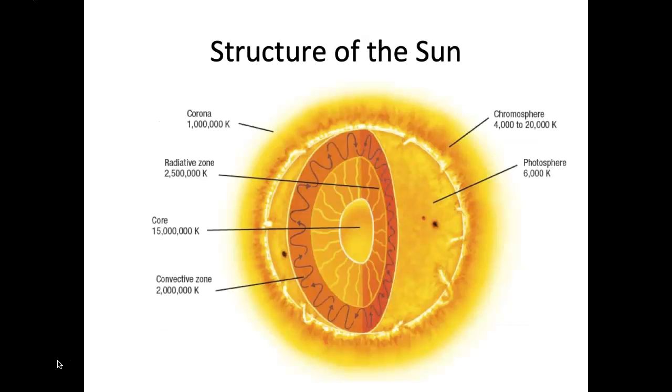Here's a picture of the different layers of a star. This is looking at our sun, and you can see that there are several different layers, and each one of these layers has a different temperature rating. By far the core is the hottest layer, which has over 15 million Kelvin. The outermost layer is the photosphere, which is only about 6,000 Kelvin. So it's very hot at the core of the star and cooler towards the edges of the star.